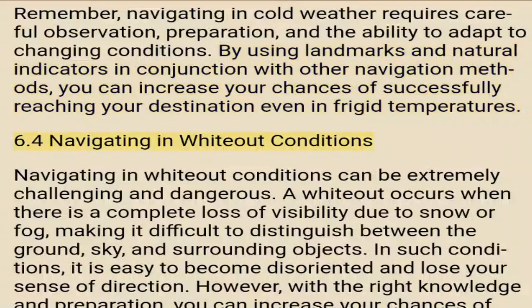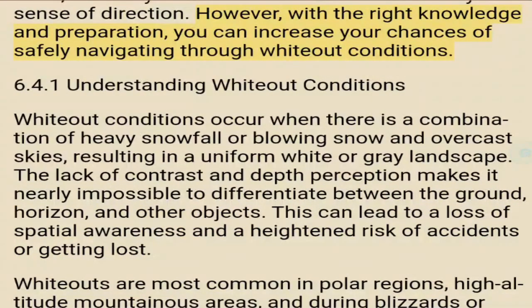6.4 Navigating in whiteout conditions. Navigating in whiteout conditions can be extremely challenging and dangerous. A whiteout occurs when there is a complete loss of visibility due to snow or fog, making it difficult to distinguish between the ground, sky, and surrounding objects. In such conditions, it is easy to become disoriented and lose your sense of direction. However, with the right knowledge and preparation, you can increase your chances of safely navigating through whiteout conditions.